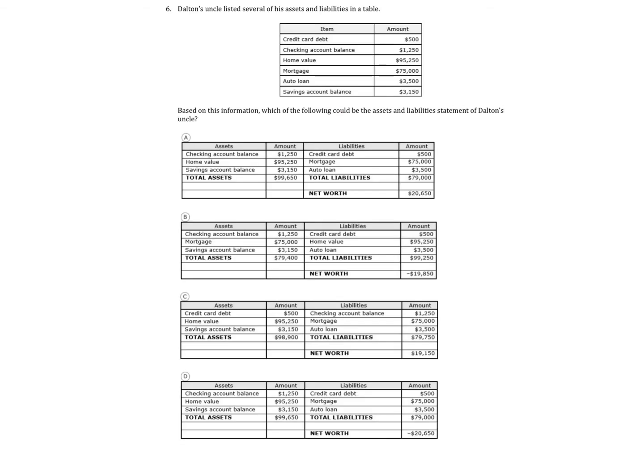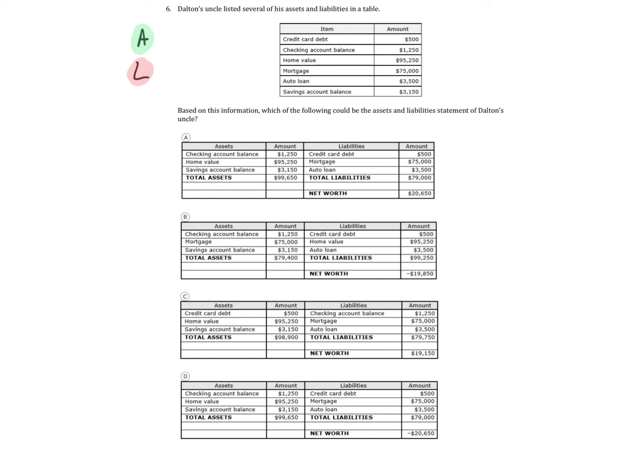Number 6 says Dalton's uncle listed several of his assets and liabilities in a table. Based on this information, which of the following could be the assets and liability statement of Dalton's uncle? So let's go through the table up top and figure out which one is an asset and liability. I'm going to use red and green to describe the 2. My assets are going to be in green, and my liabilities are going to be in red.